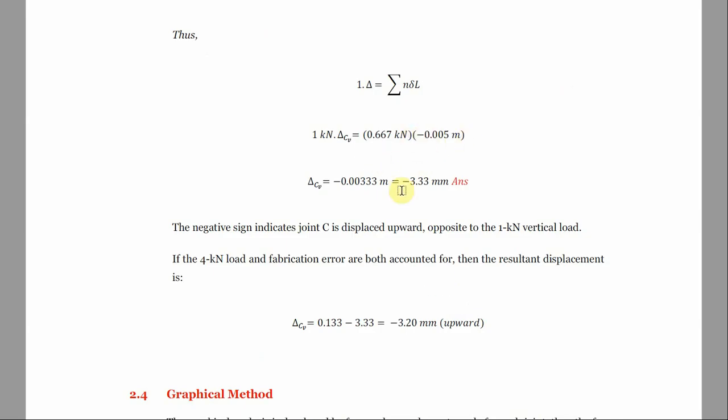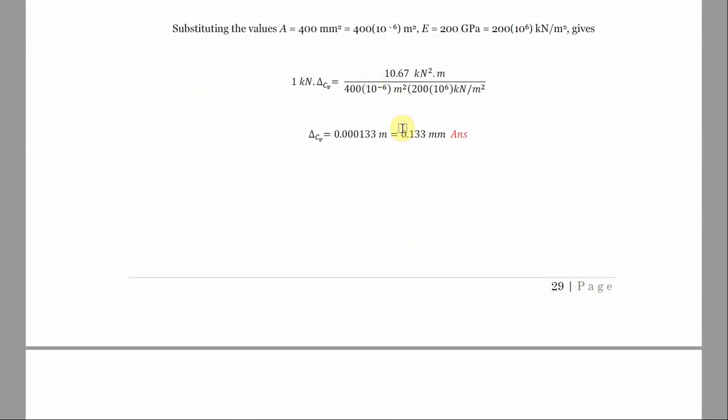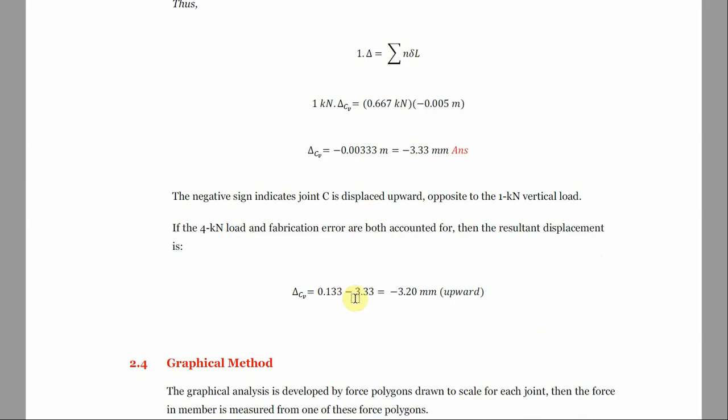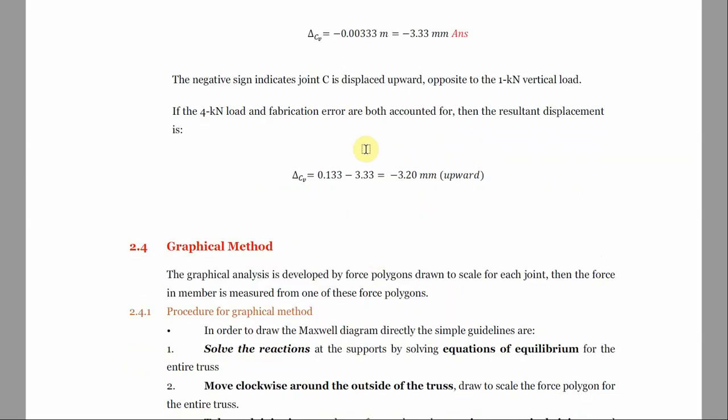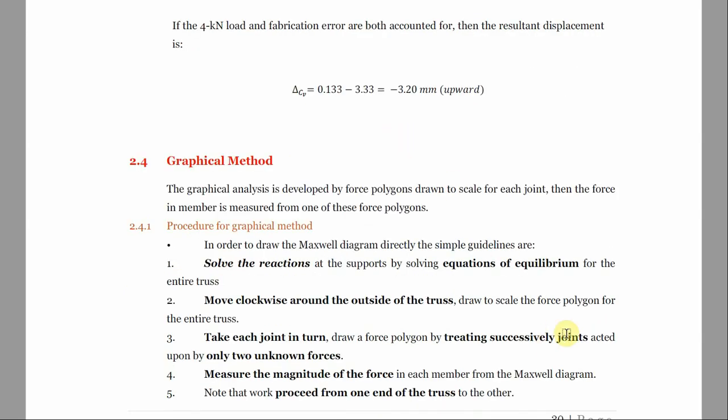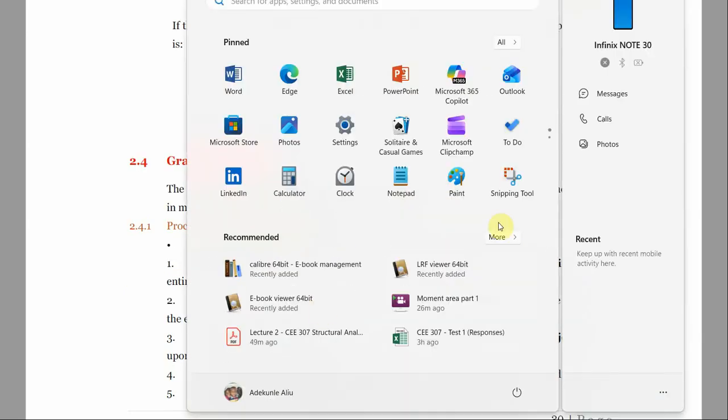And we have this. Then the negative sign indicates that joint C is displaced upward, opposite to the 1 kilonewton vertical load. If the 4 kilonewton load and fabrication error are both accounted for, then the resultant displacement is this plus what we have earlier on, this. So by the time you add the two together, this is what you are going to have. So I think that is all on that. Let me close this section, then let me go for the third section, which is the graphical method.